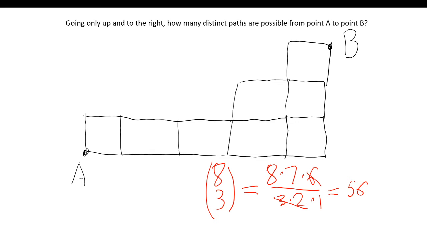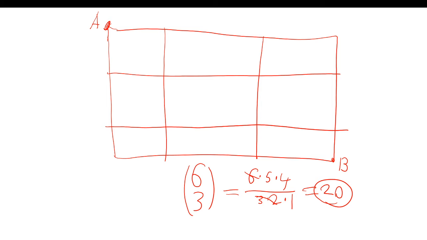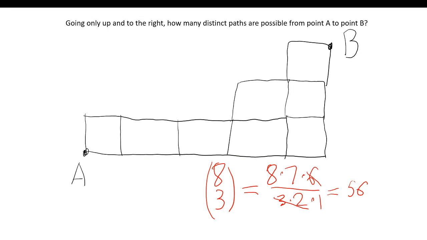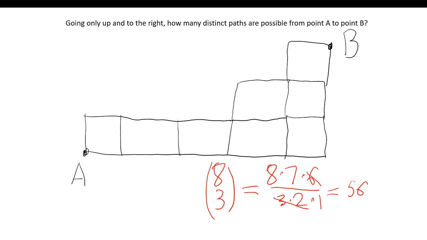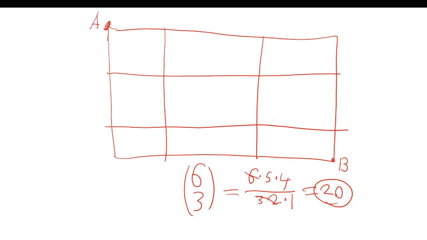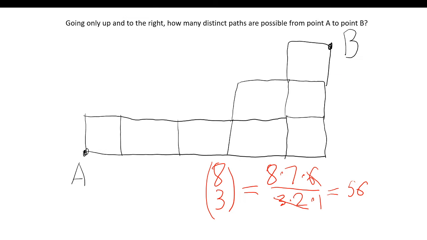And this might be a little bit convincing, but let's just go back over here. What's the difference between this and this? Well, you would say the size of the blocks, right? This is a 3x3. This isn't even a rectangle, okay? So this simple 8 choose 3 way won't work here. So we can't use this 8 choose 3 way on this problem. So we're going to have to find a better way.